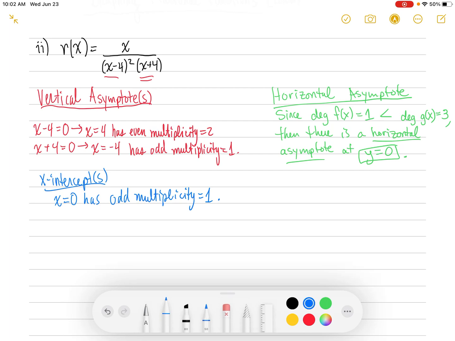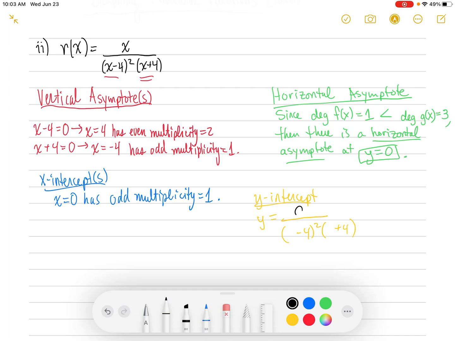Why does x equals 0 have multiplicity 1? Well, if you look at the factor here, x, it just has a power of 1. You don't see the power of 1, but imagine a power of 1 up there. Okay. And the last really big thing we want to do here is the y-intercept. To find a y-intercept, you just plug in 0 for all the x values.